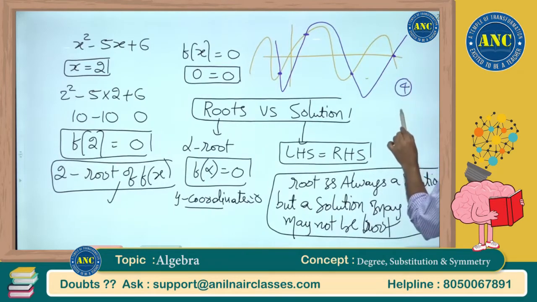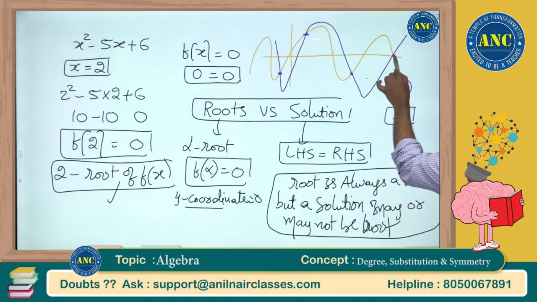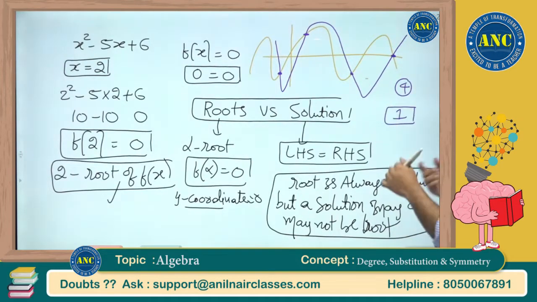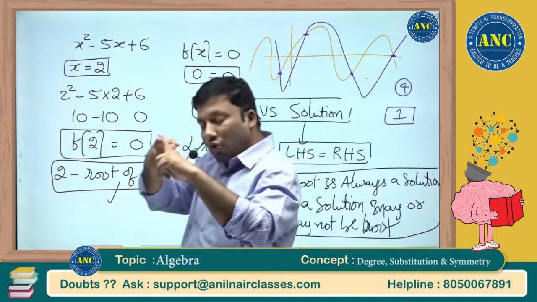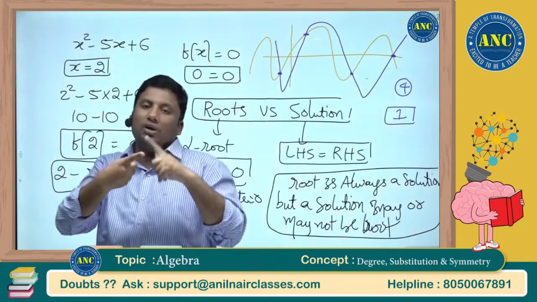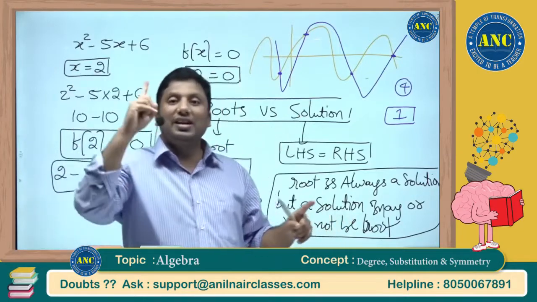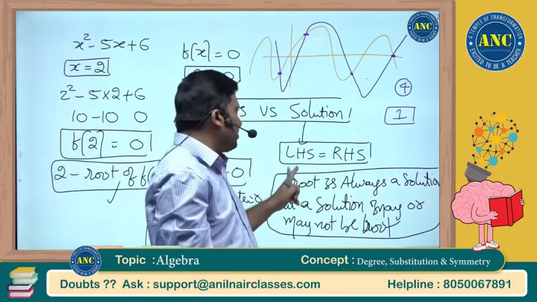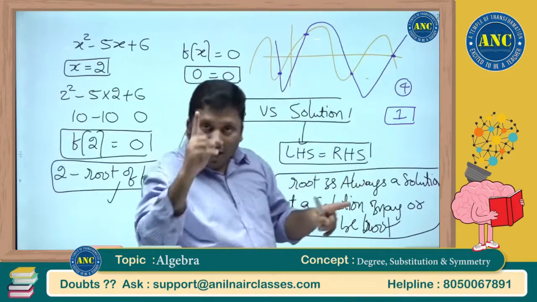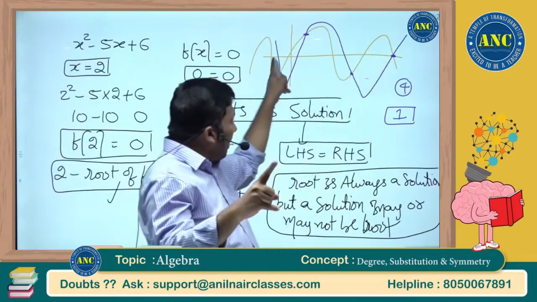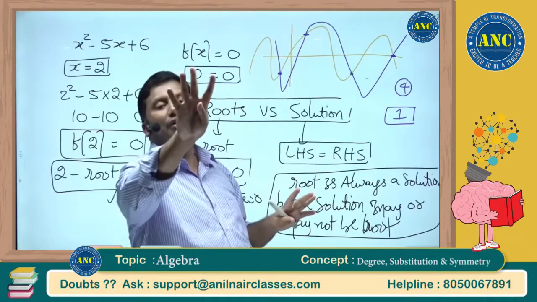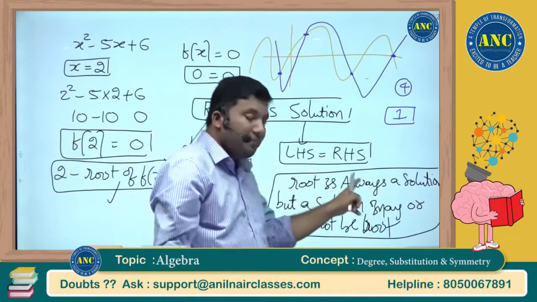But how many roots are there? A root is a solution with y coordinate 0. If the y coordinate is 0, that means it should touch the x-axis. Out of these 4 points which they intersected, only 1 point is intersecting at the axis. That means out of these 4 points, 1 is a root. There are 4 solutions, but 1 is a root.